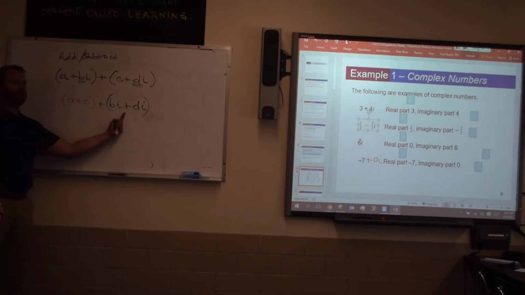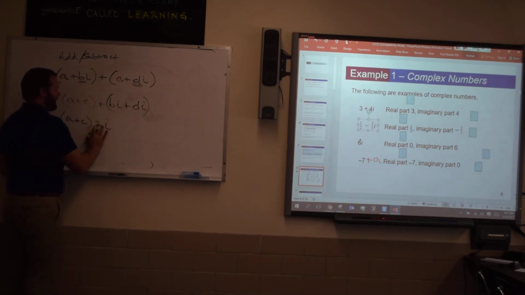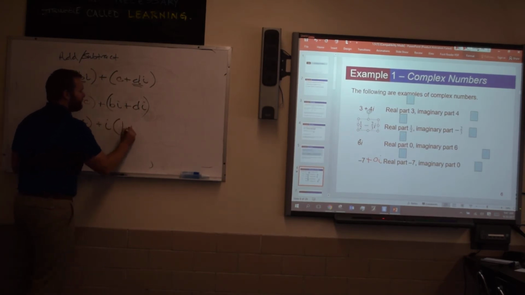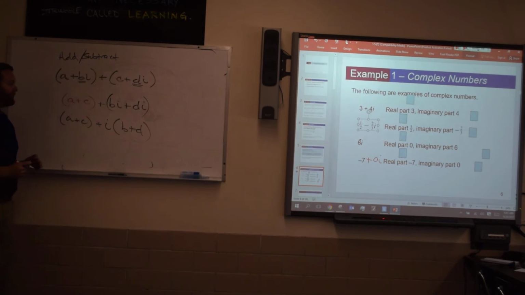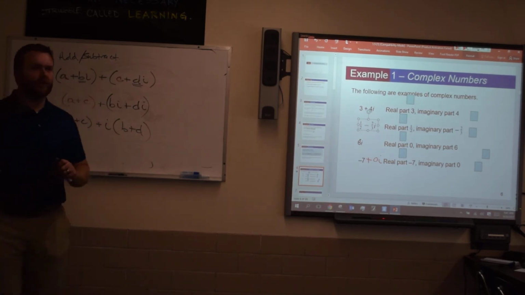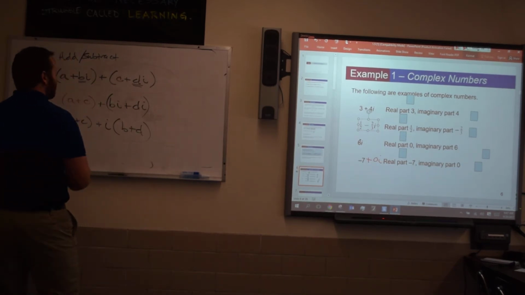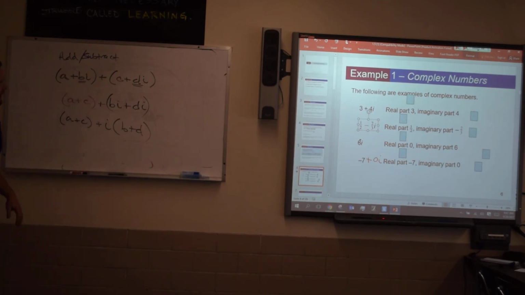But what do they both have in common? i. So we write it this way. Factor that i out. We get B plus D. And that's just basically saying the imaginary parts are like terms, right? You can add the coefficients of those like terms. The real parts are like terms. Just add those quantities. Okay? So we add real part to real part, imaginary part to imaginary part. That's kind of just the general rule for this.